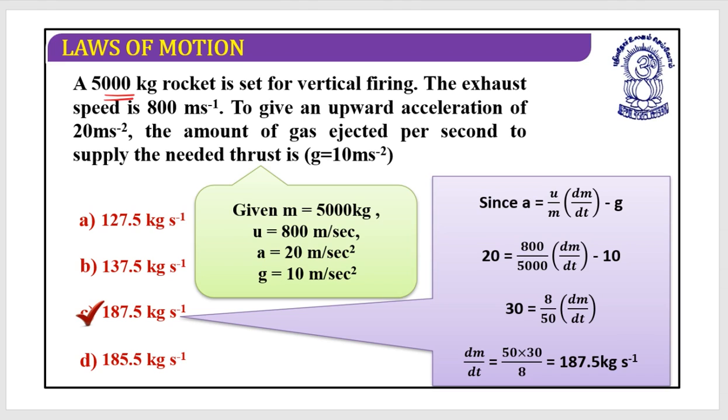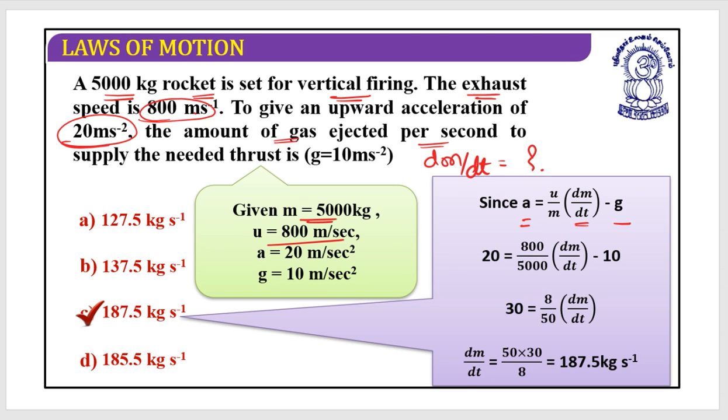What does it say? A 5000 kg rocket is set for vertical firing. The exhaust speed is 800 meter per second, so u is given as 800 m/s and the mass of the rocket is M = 5000 kg. To give an upward acceleration of 20 meter per second square, we need the amount of gas ejected per second, dm/dt, to supply the needed thrust. What we understand is that a = (u/M)(dm/dt) − g.